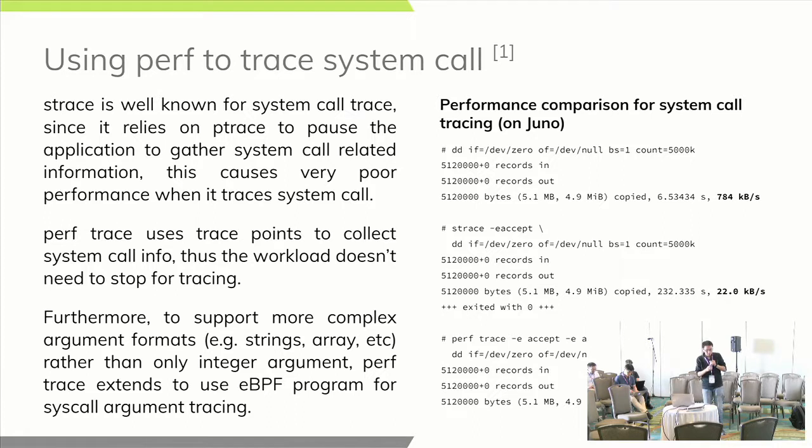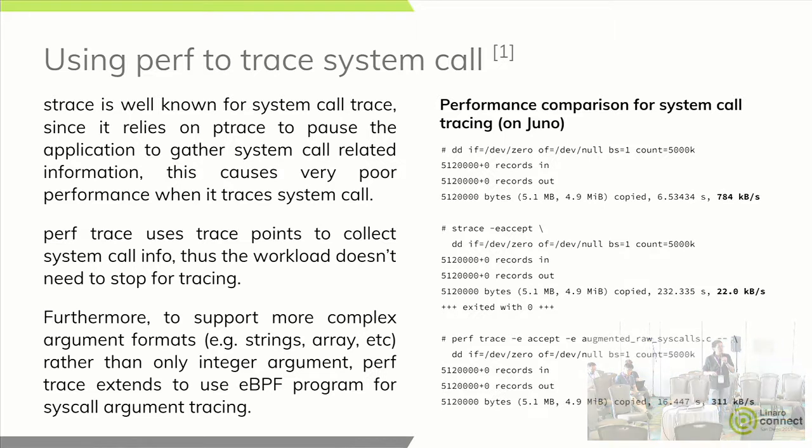We can see the performance comparison using the dd command. If there is no tracing, the speed is about 784 kilobytes per second. If we use strace, the performance degrades to 22 kilobytes per second. So it's very, very poor performance with strace.